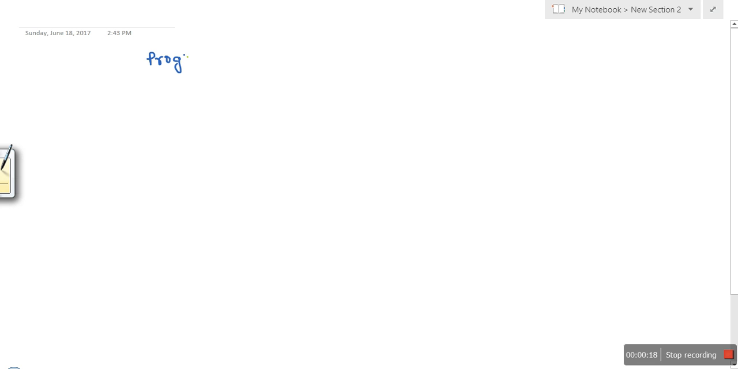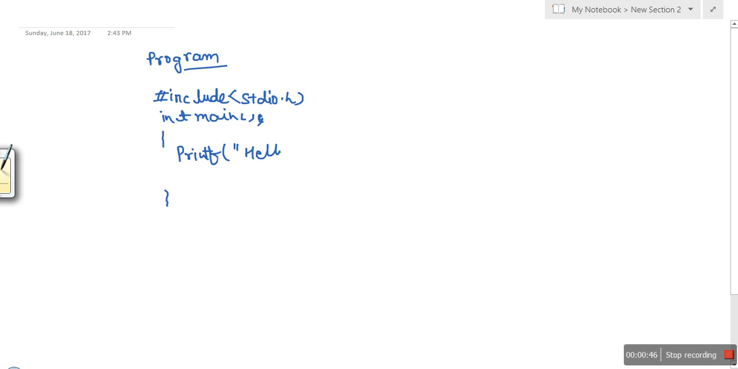When we say program, a program is just a sequence of instructions. Like in C, if we are writing a program, it is just a sequence of instructions. So printf. This is a very basic program.